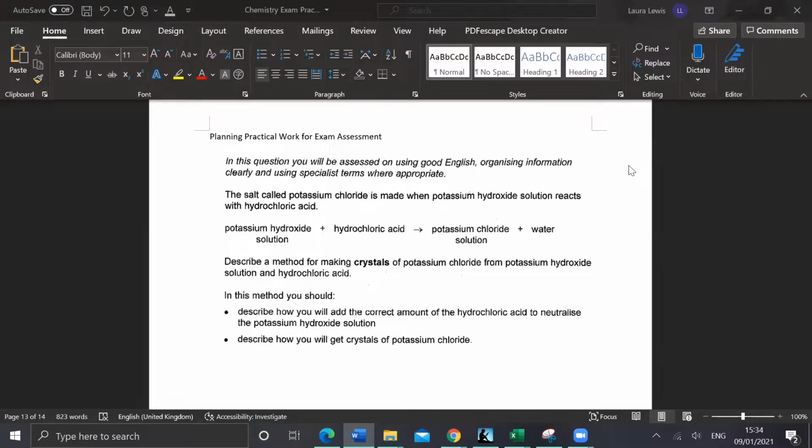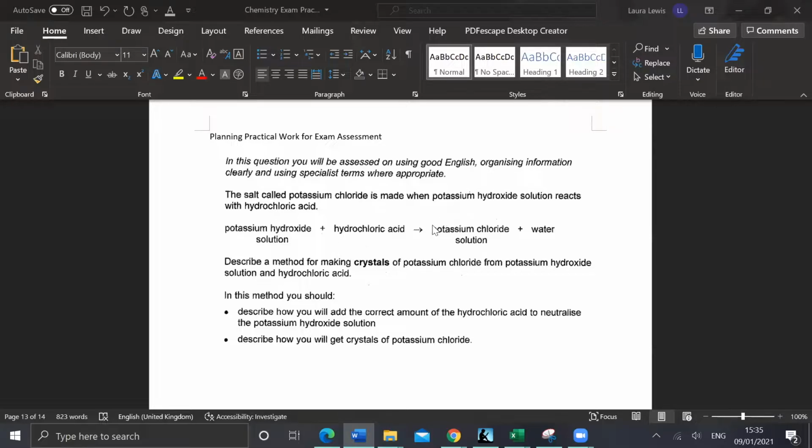Right, let's have a look at the content. It says the salt called potassium chloride is made when potassium hydroxide solution reacts with hydrochloric acid. Let's look closely at this. Potassium hydroxide: if you see the word hydroxide, it is an alkali. Hydrochloric acid is obviously an acid. An alkali plus an acid, it doesn't matter which way around you put them, is a neutralization reaction. Neutralization, because they're going to become a neutral solution if you add the right amount.